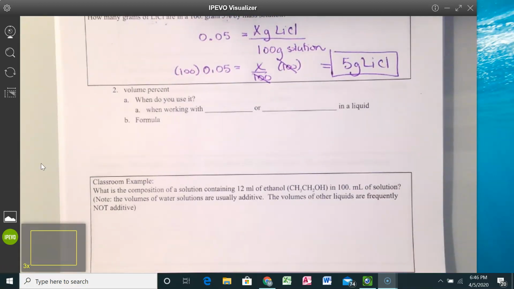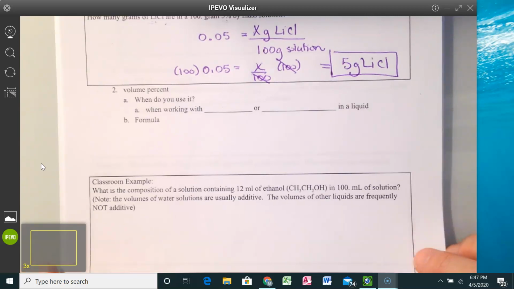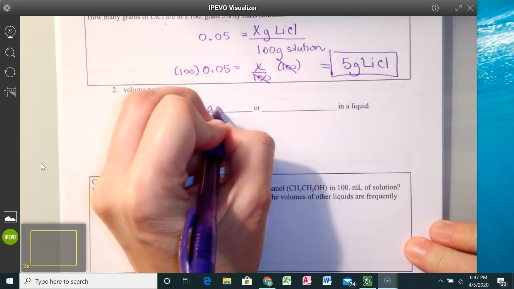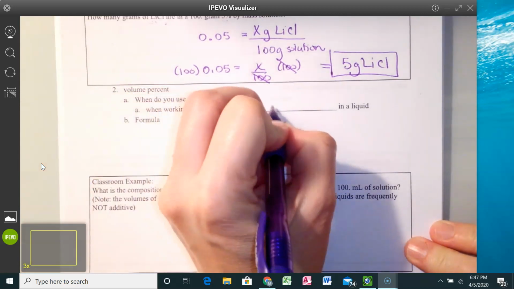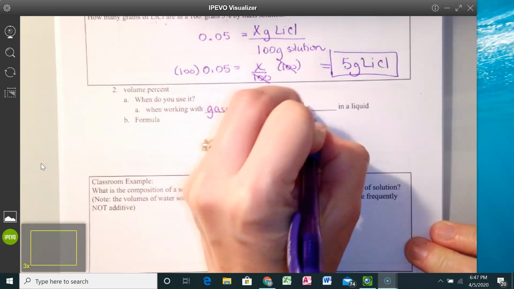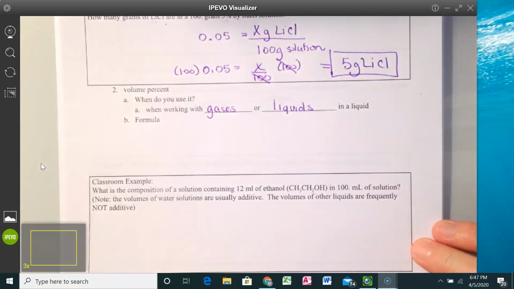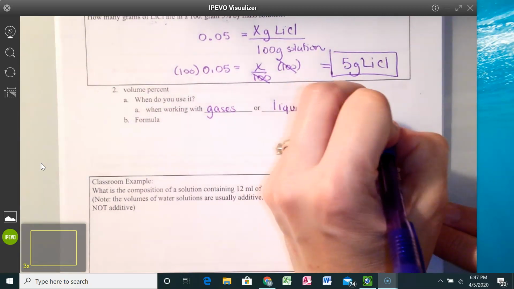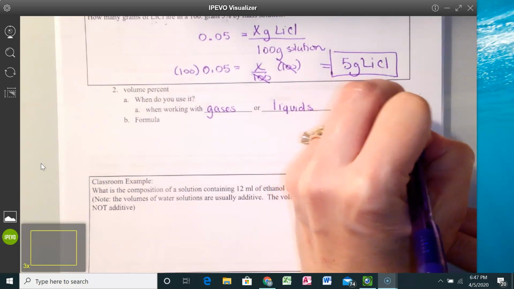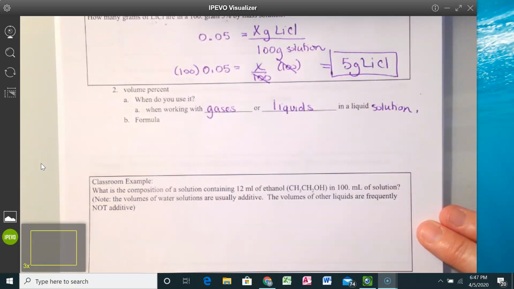The second type of mathematical way we can express concentration is something that's called volume percent. And when would we use this? We would typically use this when we are working with gases or liquids that would be dissolved in a liquid. This should really probably say a liquid solution. So if I'm taking a gas or a liquid and I'm dissolving it into a liquid solution, I might talk about using something like a volume percent.